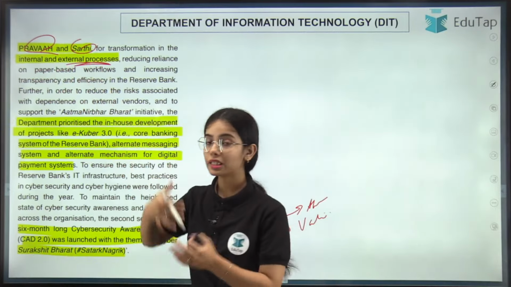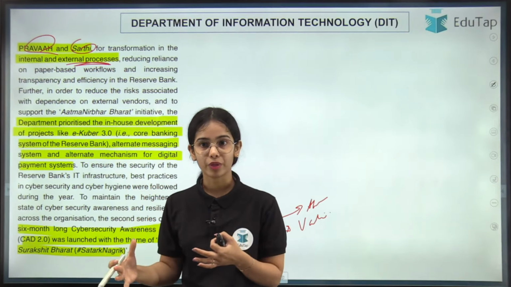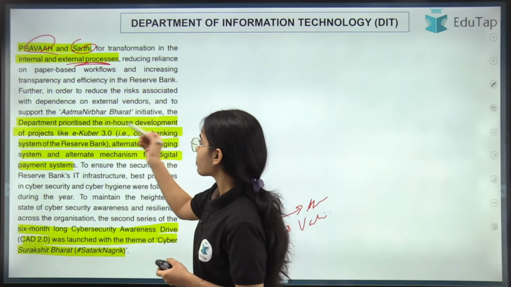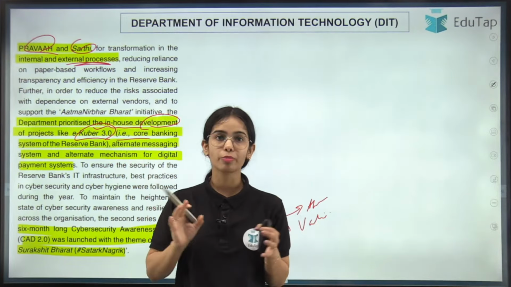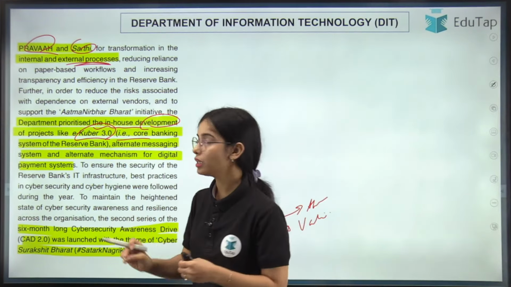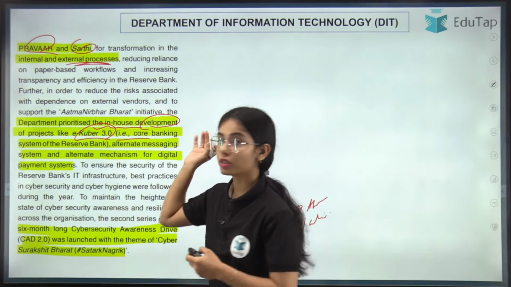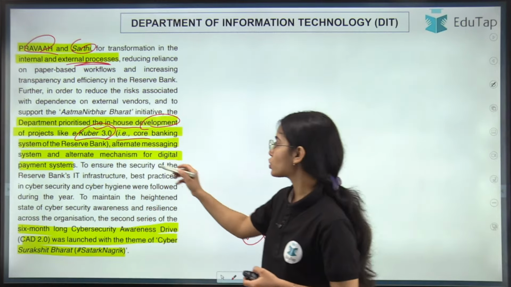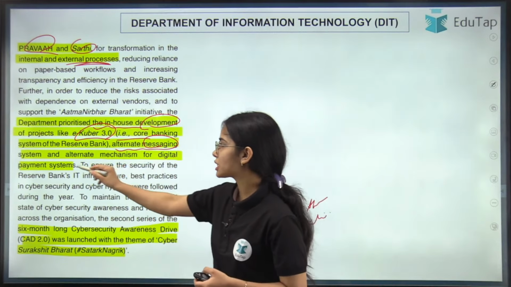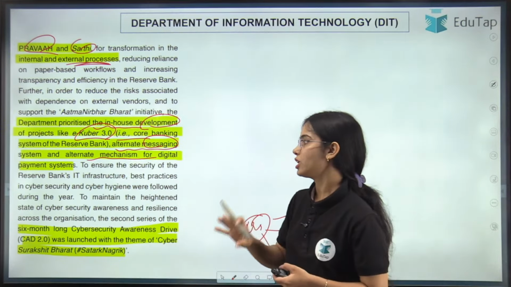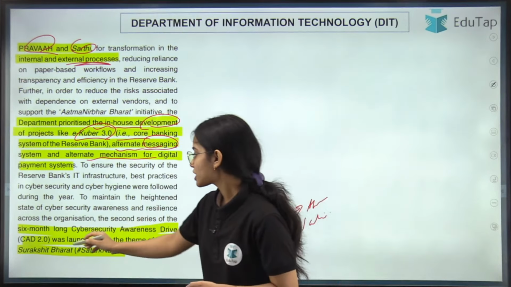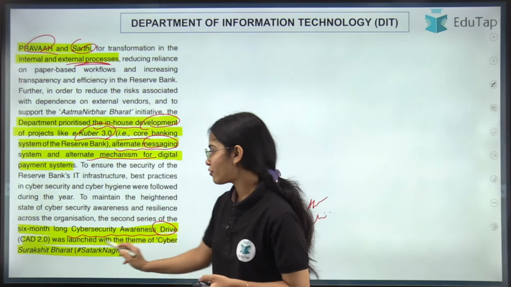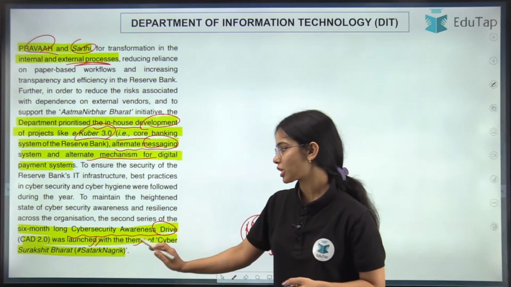Sarthi portal is for the internal processes of the Reserve Bank of India. Now, the department has prioritized the in-house development of eKuber 3.0, that is the core banking system of the Reserve Bank of India. The Department of Information Technology is also developing the alternate messaging system and alternate mechanism for the digital payment system in the country itself, by itself. Okay. Now, a 6-month-long cyber security awareness drive was also launched with the theme Cyber Surakshit Bharat.